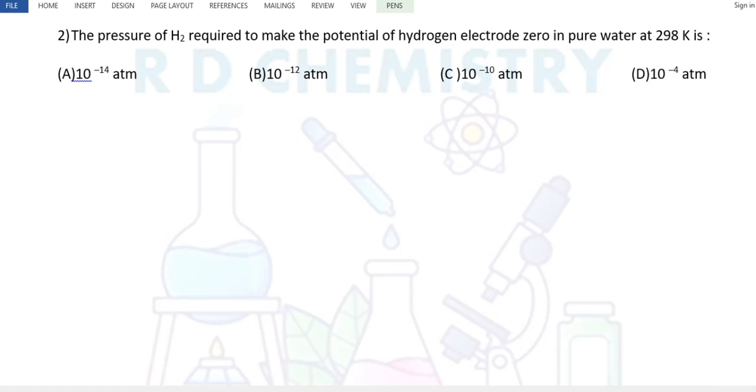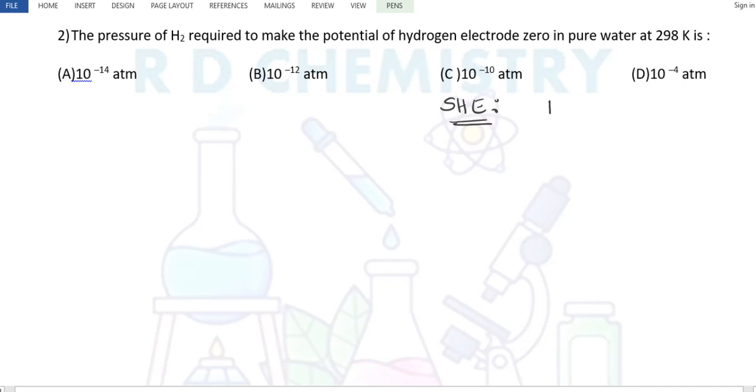Question number 2. The pressure of H2 required to make the potential of hydrogen electrode 0 in pure water at 298 Kelvin. Here also we will make use of the Nernst equation to find out the pressure of the H2. Now, you have studied SHE, right? What is the reduction equation taking place at SHE?